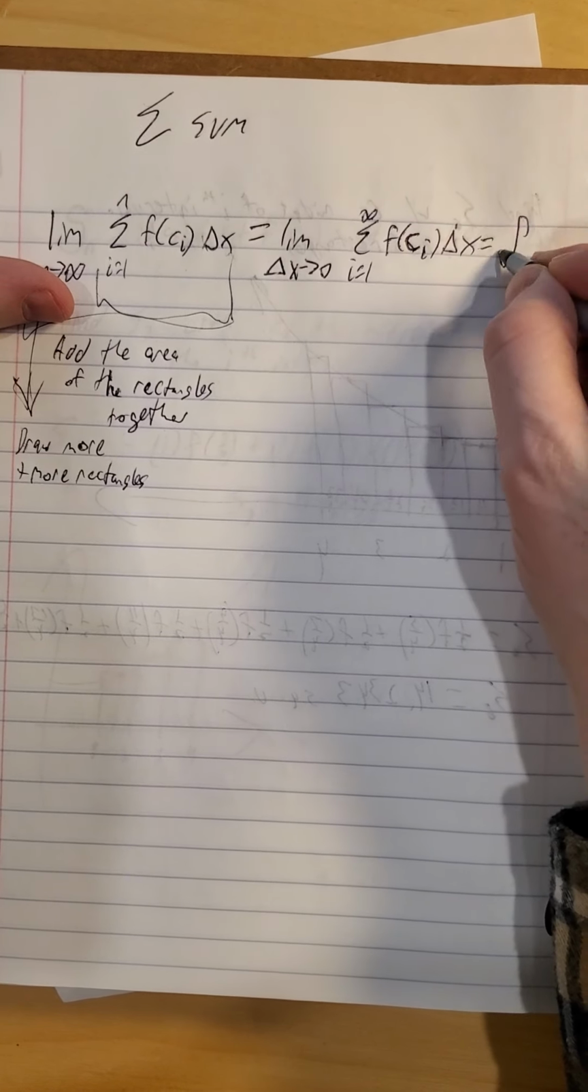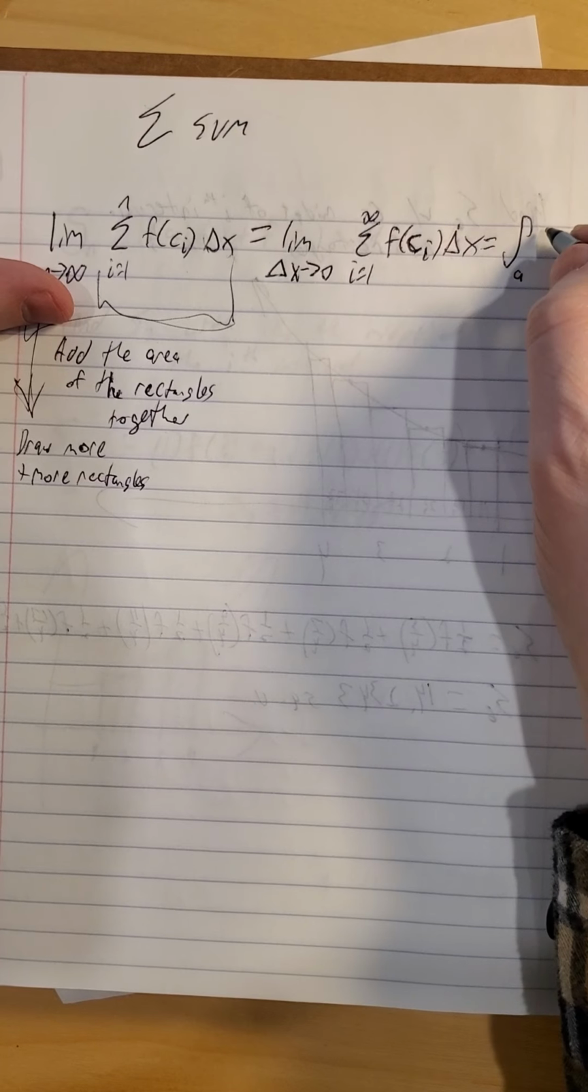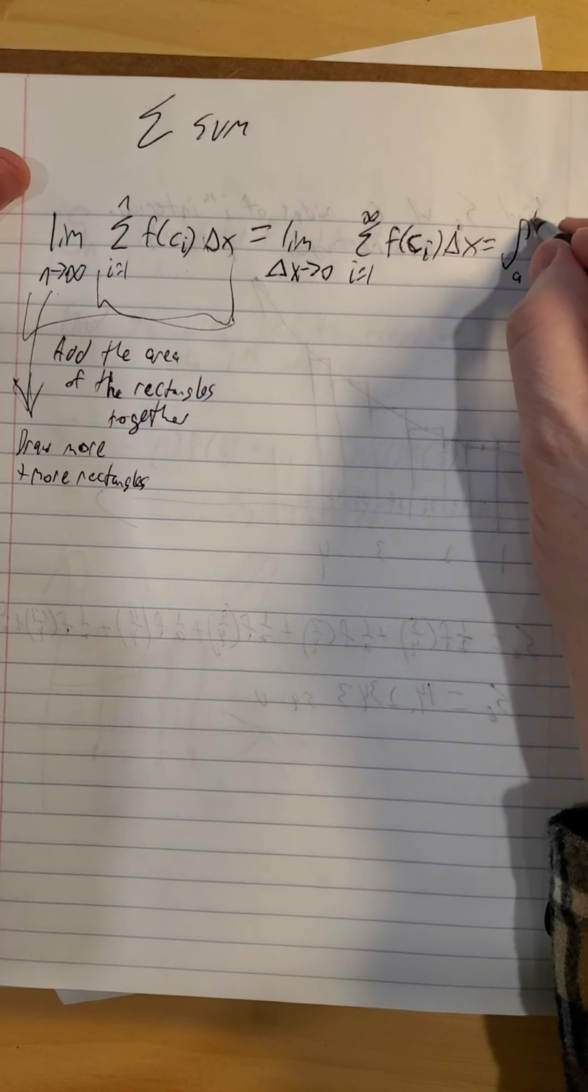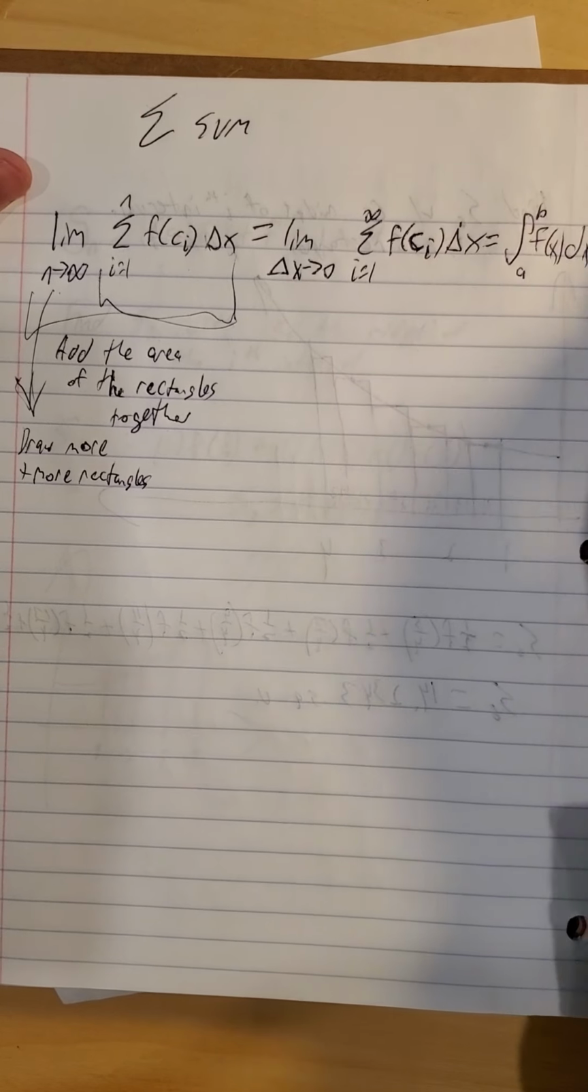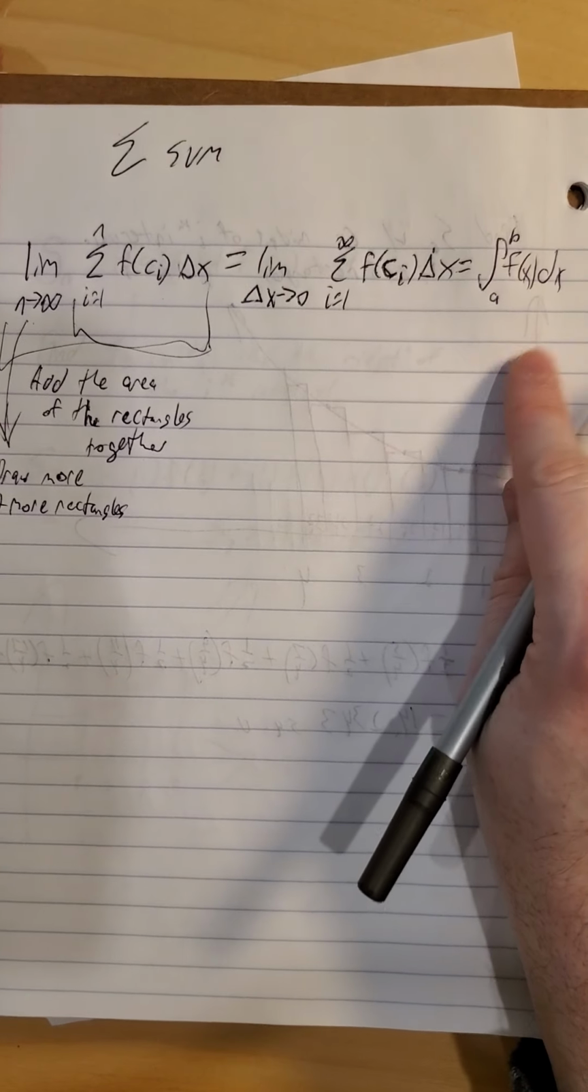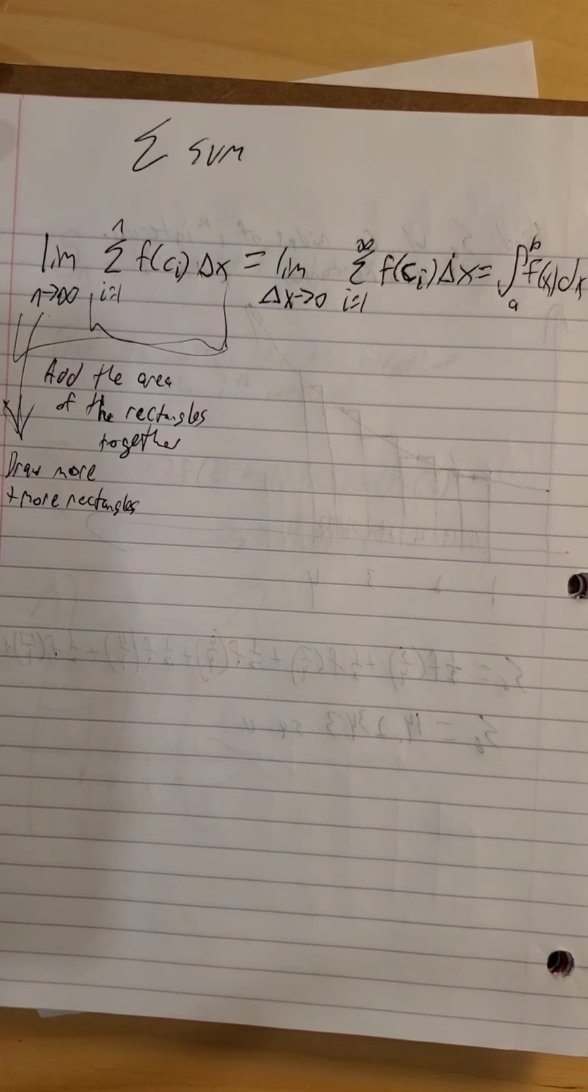Both of those are equal to what we would call the integral from a to b of f of x times dx. That looks awful familiar. We've seen that in another section.